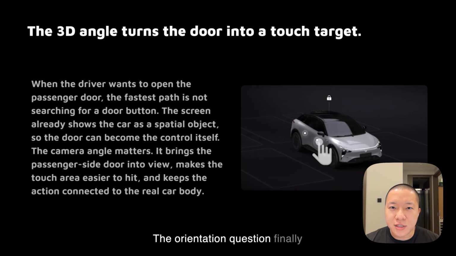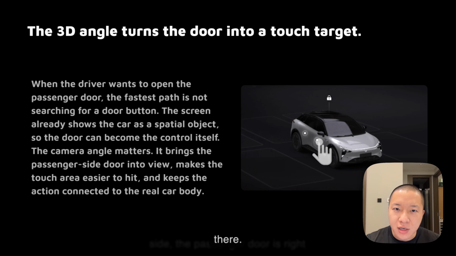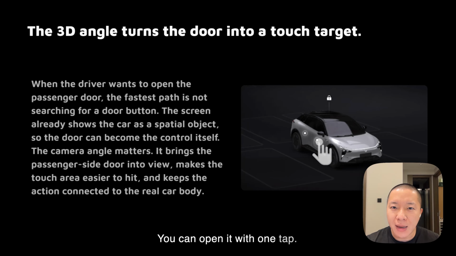Now the orientation question finally makes sense. If the car faces the driver, like Tesla, the driver's side of the car is closest to you on screen. That's fine for adjusting your own seat or mirror, but the passenger side becomes the far side, harder to see and harder to tap. When the car faces the passenger side, the passenger door is right there. You can open it with one tap. You can adjust the passenger seat, the passenger mirror, all without reaching across the screen.